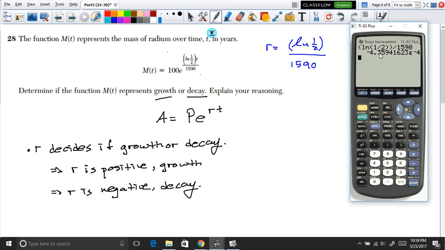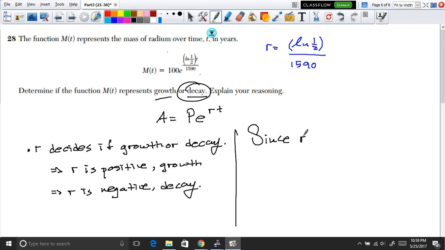Alright, we don't really care about the number. All we care about is the sign. Notice that this is negative, so we know that this is a decay. Why? Since the R is negative, then we're going to have decay. So all we need to do is recognize the format, identify that R is this, have the value, and we saw that it's negative, so that's why it's decay.